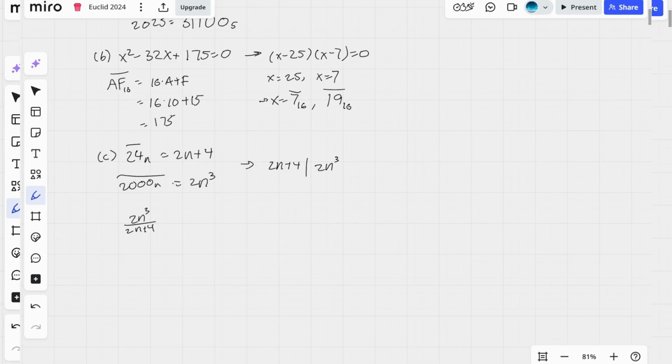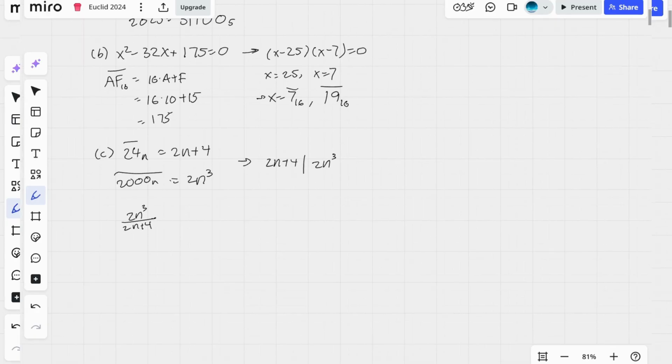And so we can have, on the numerator here, you can add a 4n squared, and then you can subtract a 4n squared, and this would still give you 2n cubed over 2n plus 4.